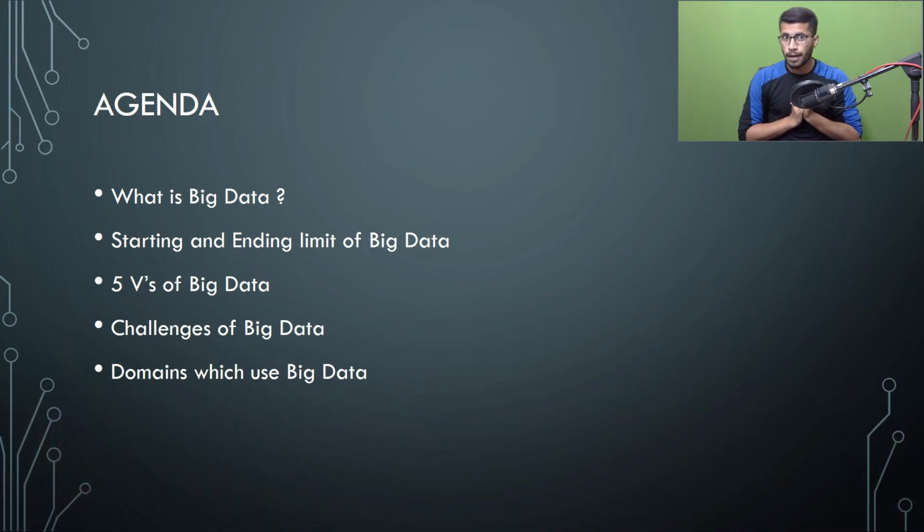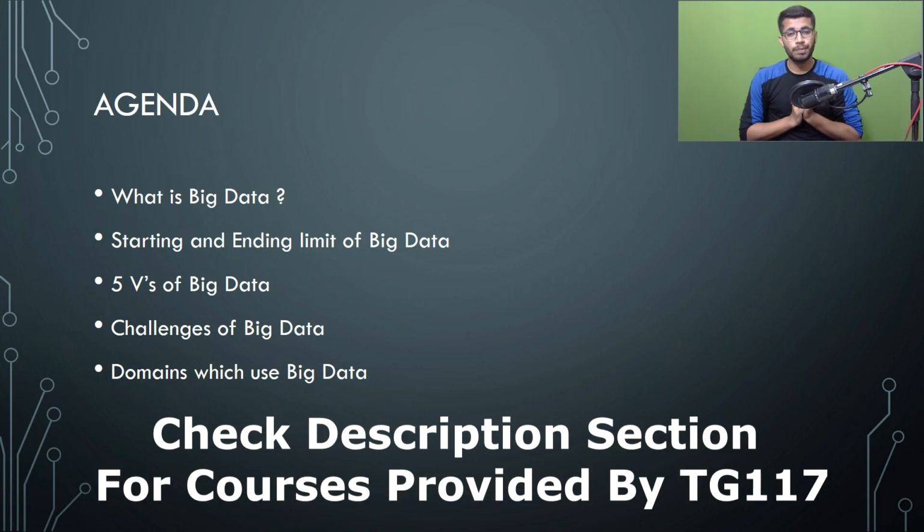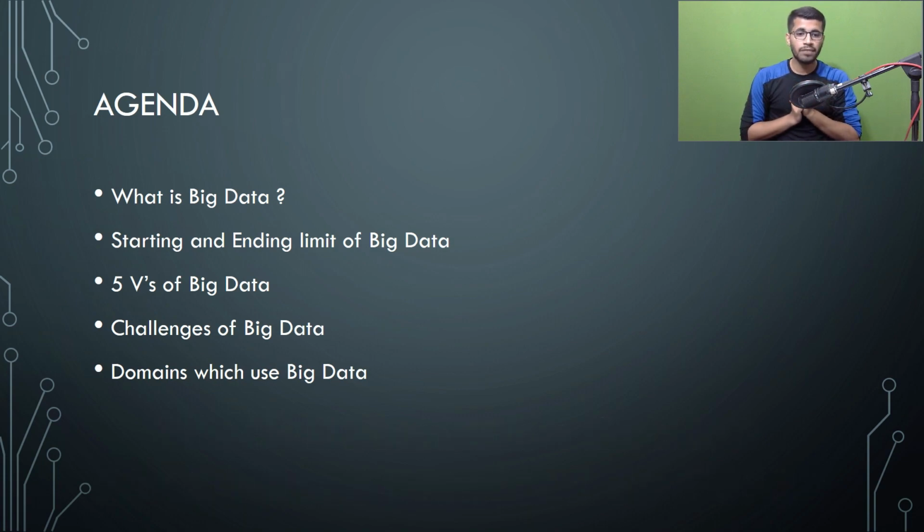with Apache Spark. Before getting into Apache Spark, we should be aware of what Big Data is, because that is the problem which Apache Spark is going to solve. So in today's video, that's what we are going to do. We are going to talk about what is Big Data, and these are some points which we are going to cover: starting and ending limit, 5 V's, challenges, and domains in which Big Data is used.